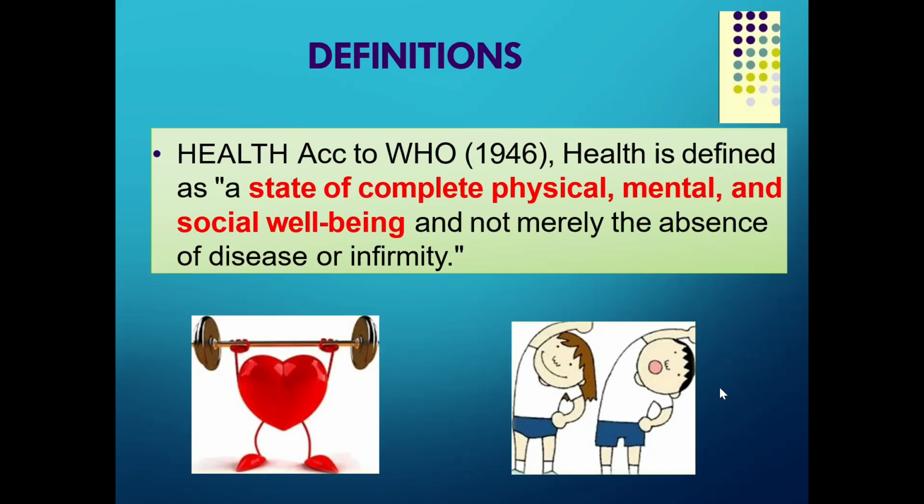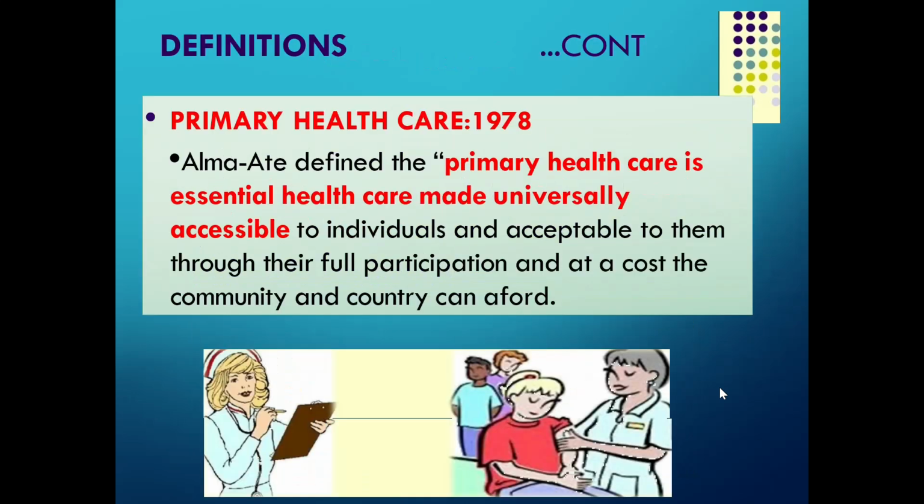We'll try to understand exactly what the aspects of this PHC are. To start with, we need to understand health as defined by WHO. Health is a complete state of physical, mental, and social well-being, not merely an absence of disease or infirmity. So it should be at all three dimensions: physical should be there, mental as well as social should be there. And to achieve that, these PHCs play a very important role.